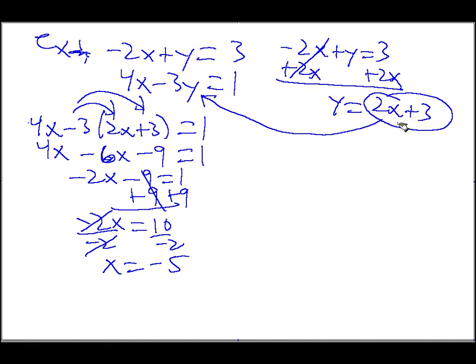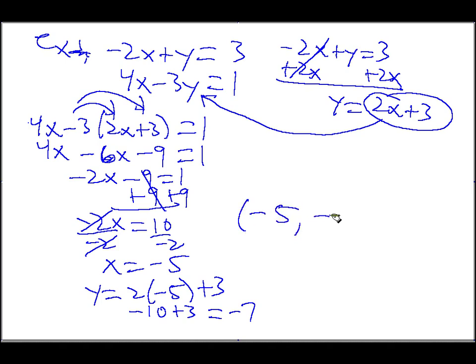But what's y? Again, I can do it right here. I see that y is what? 2x plus 3. So therefore y is going to be 2x plus 3 right here, right? And x is what? Negative 5. So that's going to be 2 times negative 5 plus 3, which is negative 10 plus 3, which is what? Negative 7. So therefore my ordered pair solution is what? Negative 5 comma negative 7.